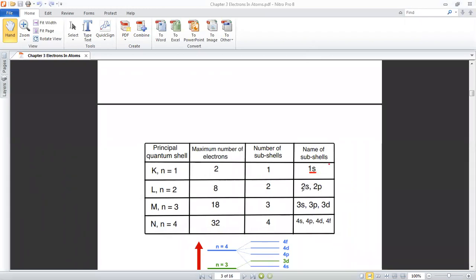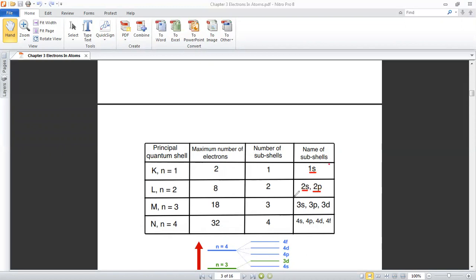Then the second shell has two kinds of electron cloud, S and P both. Then we name them 2S and 2P. Then the third shell, according to the law, the number of subshells is equal to the shell number. The third shell should have 3 subshells.